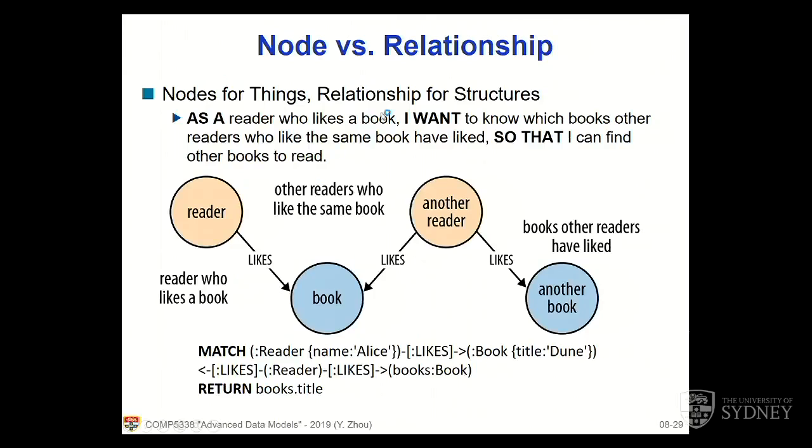And this recommendation type of thing can be converted into a query like this. A reader named Alice likes a book called Dune. Now we want to find someone else who also likes this book, and then the other books liked by this person. So we try to match a long pattern like this, and then we return this other book. So I'm liking this, and then we find someone else who also likes this, and then we find other books liked by this person, and that book I will probably like. And then we just return the book title. So that's relatively simple. And most of the time you can easily make these decisions.